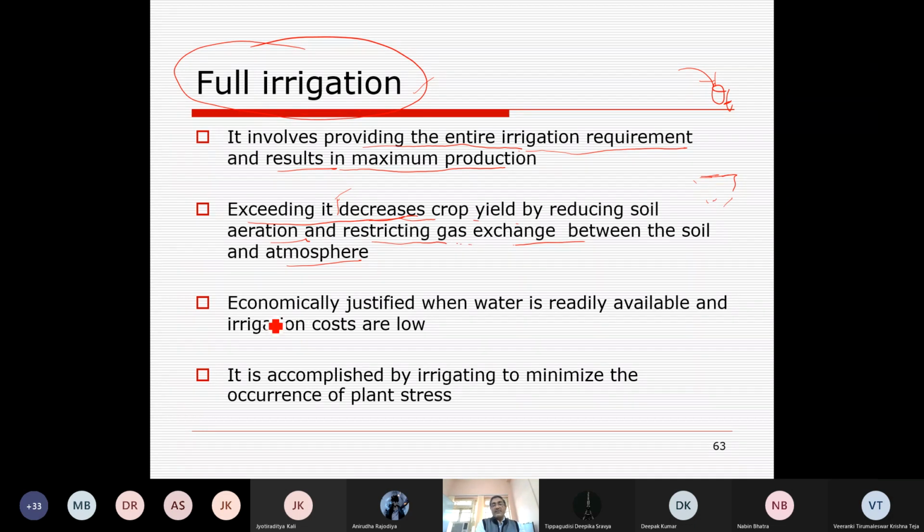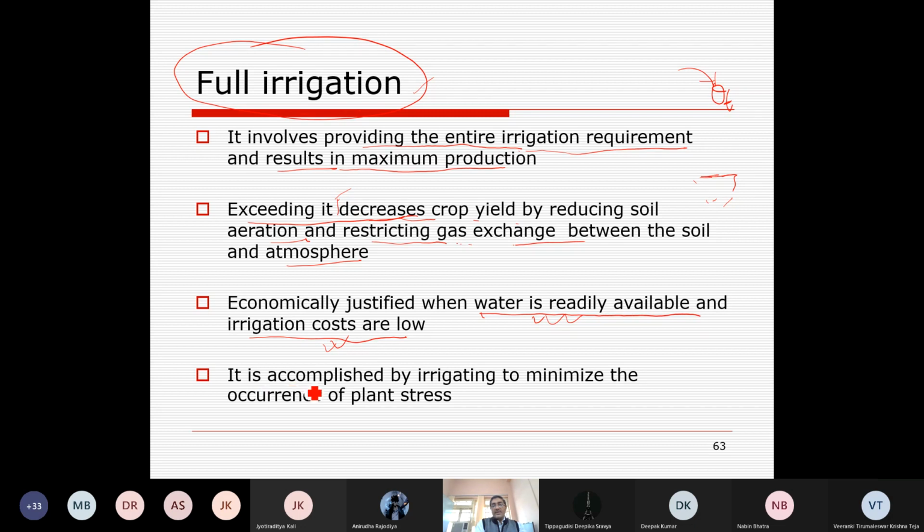Full irrigation is economically justified when water is readily available and irrigation costs are low. It means we can supply whatever amount, exactly what plants require. The conditions are only these: water is readily available, and the cost of supplying water is not high, or it is low.